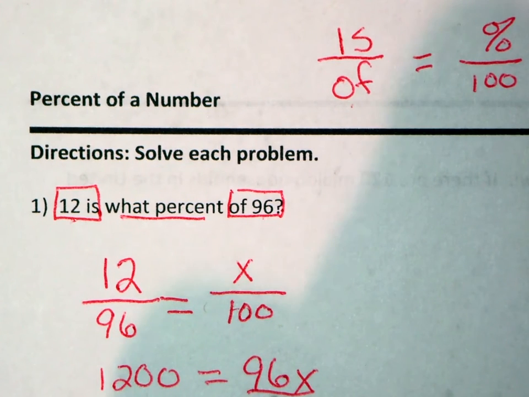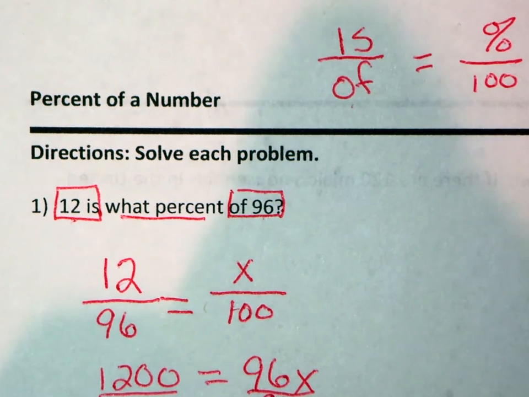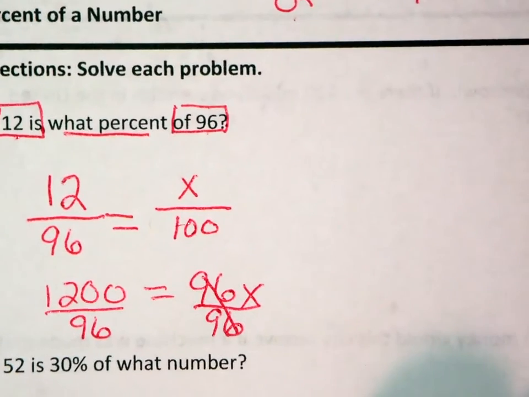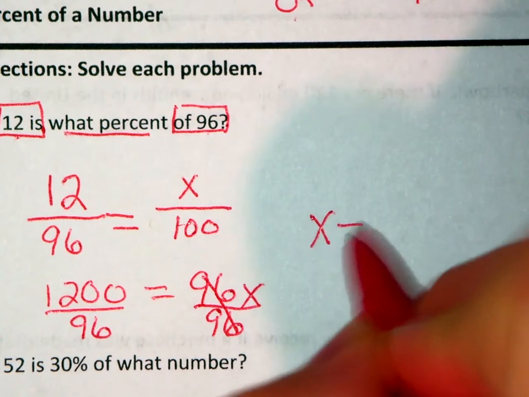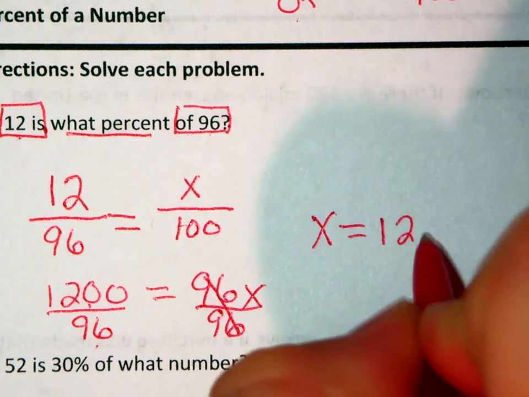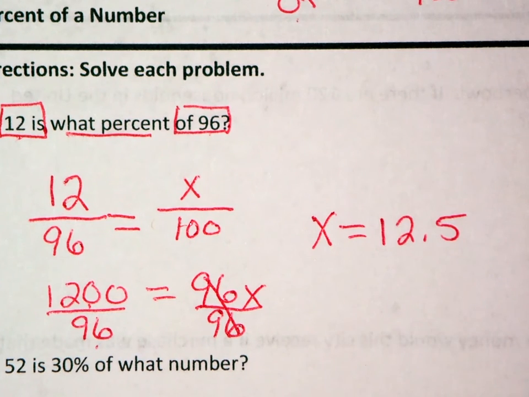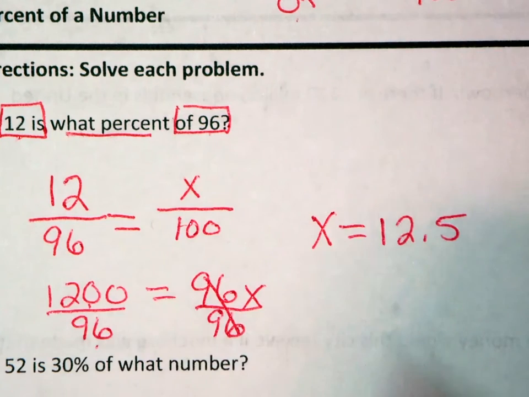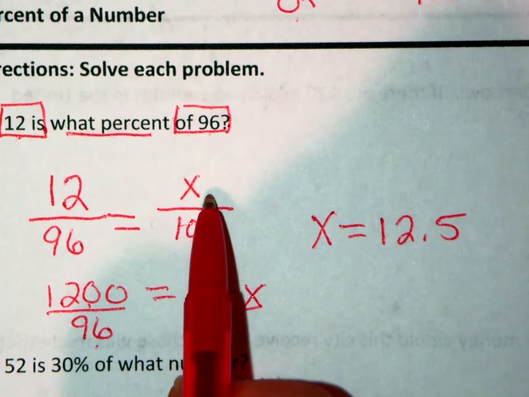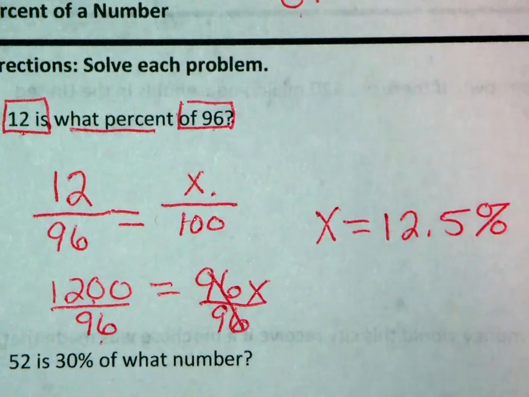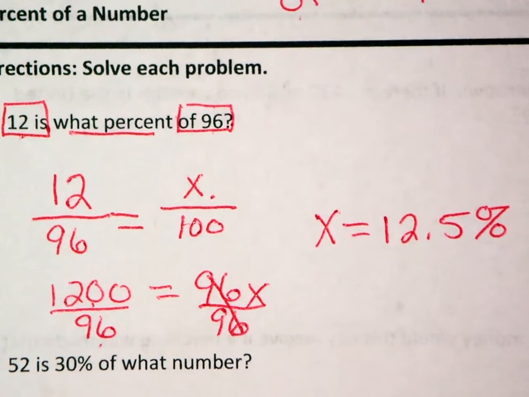Again, I would divide both sides by 96 in order to get my x by itself. 96 over 96 is 1. So that leaves me with just x. 1200 divided by 96 is 12.5. And now I've got to remember to look back at my question and figure out what I was looking for. What percent? Well, the variable that I'm missing here is a percent. So my solution would be 12.5%.